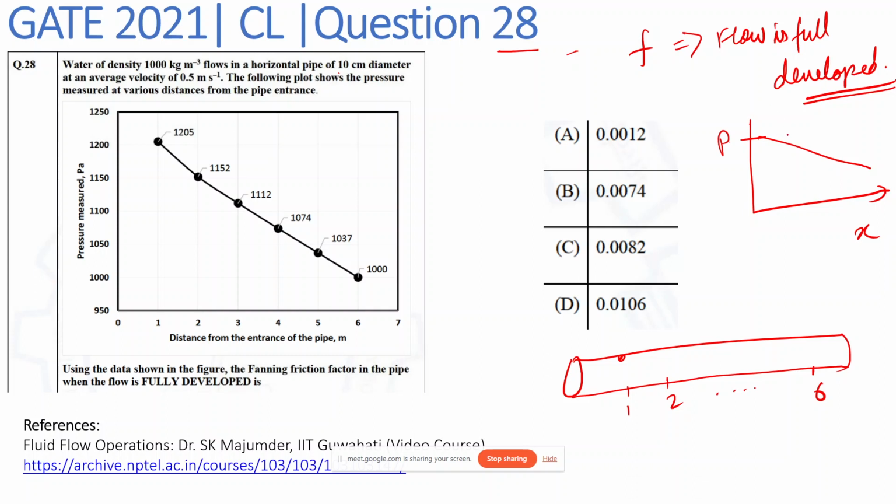So when we say the flow is fully developed, that means the velocity profile will remain constant, and as the velocity profile will remain constant, the friction factor will also remain constant when the flow is fully developed. So we'll be utilizing that information. That is, basically we'll be calculating the friction factor for each of these sections. And when the friction factor becomes constant, that implies the flow is fully developed, and that friction factor we can report as the final answer for the fully developed flow. So let's take a look at the video solution of this question.